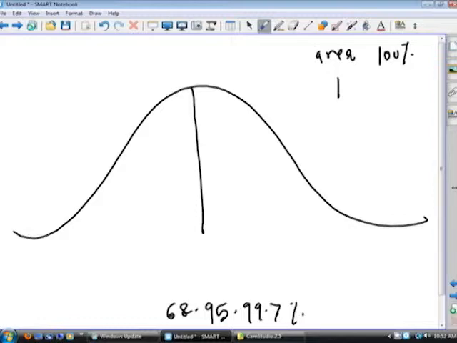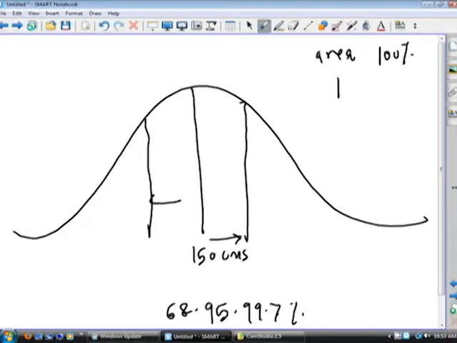Let's say example of ETSC students, and we measure the height for ETSC students in centimeters, and we found that the mean of the height is say 150 centimeters. Now this is the mean of the data or mean of the observations. Now according to this rule, if we move one standard deviation on either side, let's say on right side if we move, and on the left side, the area under the curve it covers is 68%.